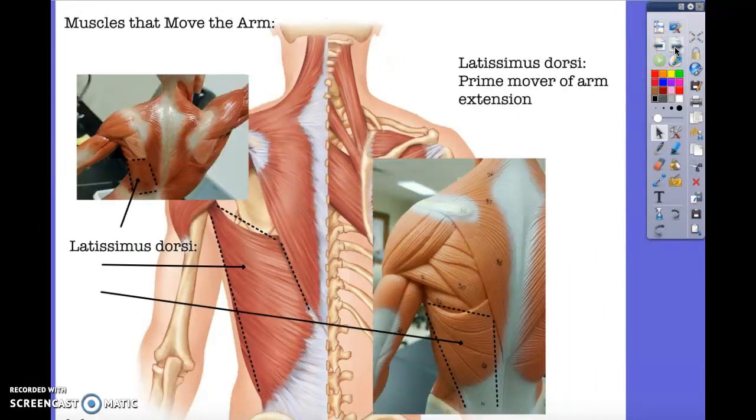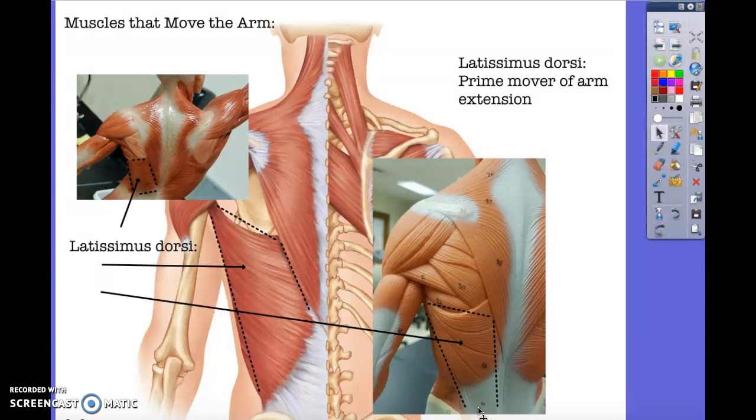All right, muscles that move the arm. Next we have latissimus dorsi. I have it on the PowerPoint diagram outlined in black. I have it on the single muscle man, and I have it on mini muscle man. What does it do? It's the prime mover of arm extension.